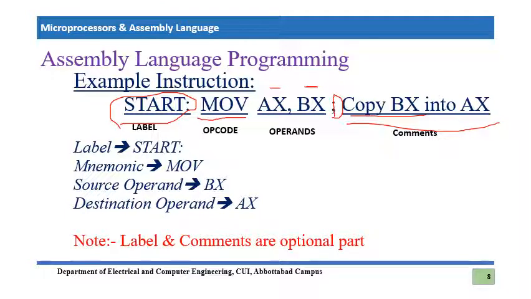One important thing to note here is that the label and comments are optional parts. Remember, in the last slide we saw an instruction without these two parts. So these are optional parts, and one can actually avoid them. Normally we don't use them unless they are required.